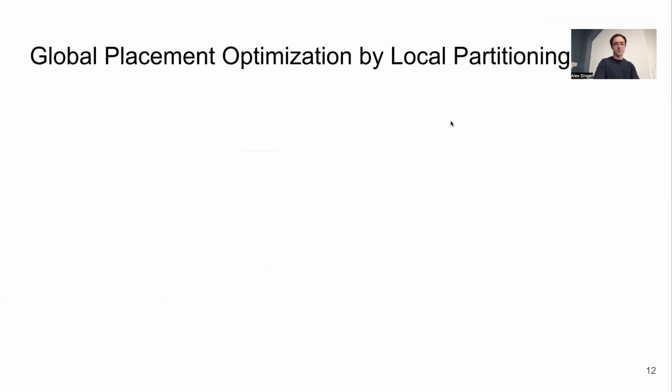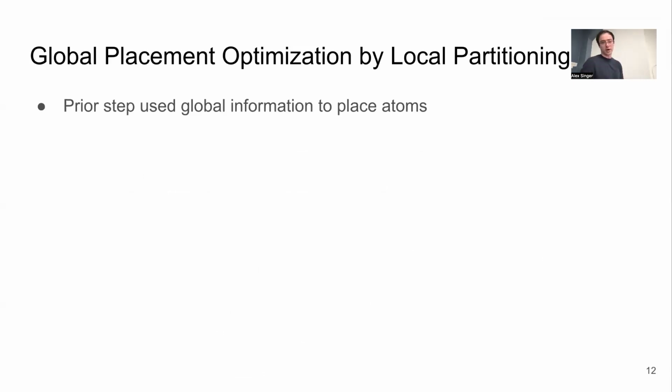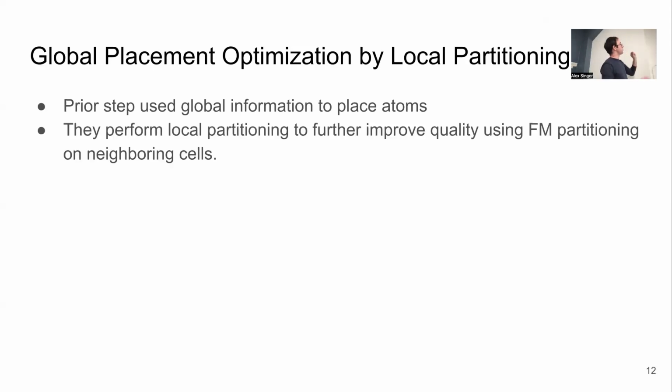Oh boy, okay. So global placement optimization by local partitioning. This is an extra step. What they've done is they did their solver, they do their legalizer on all the movable blocks, and now they want to milk out that last little bit of HPWL. So what we're going to do is perform what they call local partitioning to further improve the quality by using FM partitioning on neighboring cells in each row.